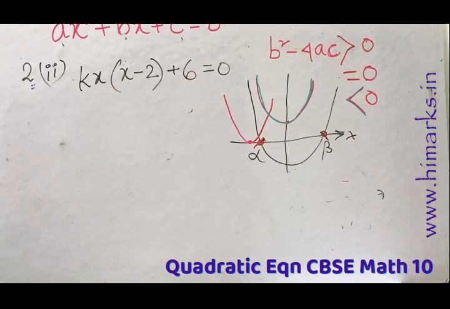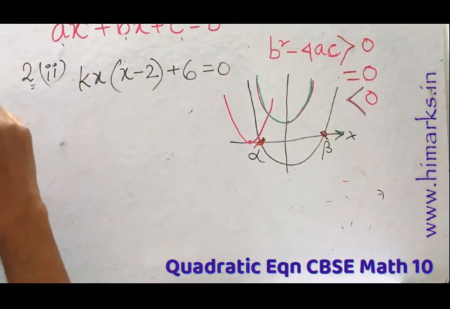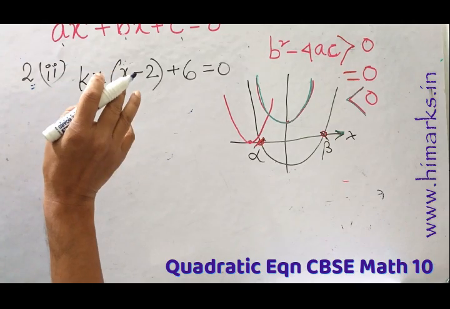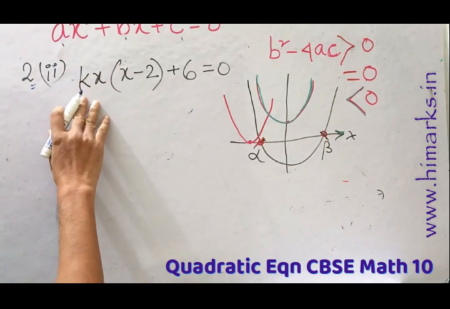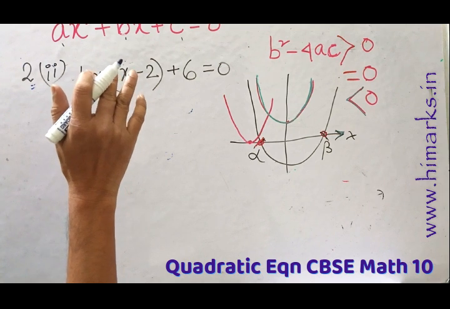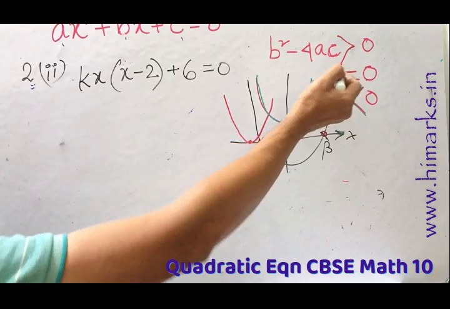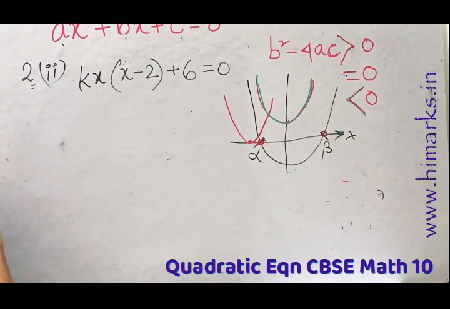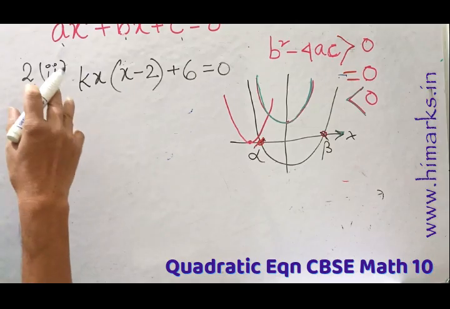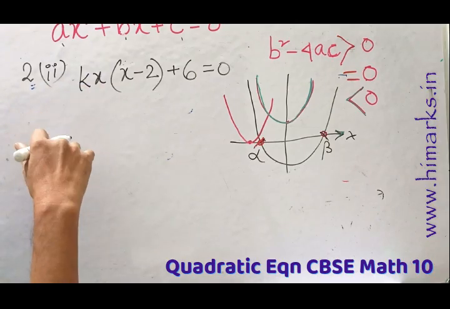So in this equation, kx into x minus 2 plus 6, for what value of k will both the roots be equal? That means the condition is b square minus 4ac will be 0. If the discriminant b square minus 4ac becomes 0, in that case the roots will be equal. So they are asking when the roots will be equal, so we have to use discriminant equal to 0.